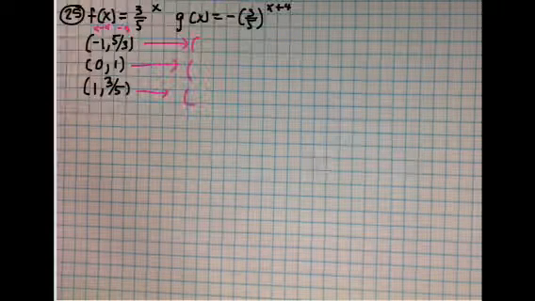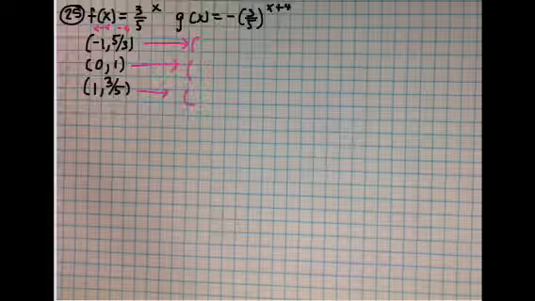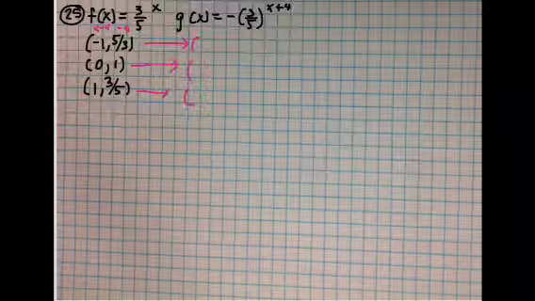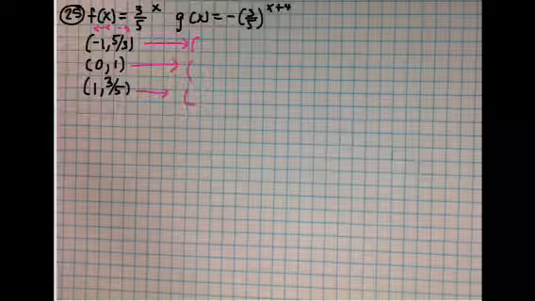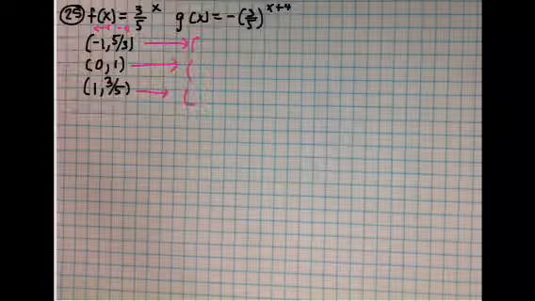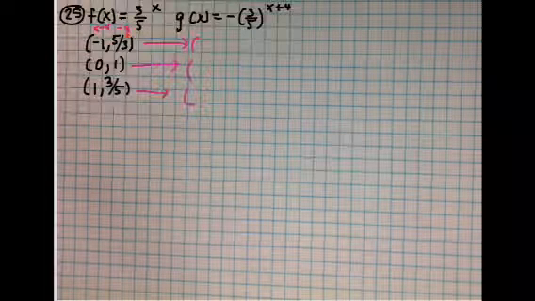So for 25, g of x is a reflection over the x-axis of f of x, and then it moves to the left 4 units. Okay, so it translates to the left 4 and reflects over the x-axis. So I put right above the reference points x minus 4 for the translation to the left, and -y for the reflection over the x-axis.